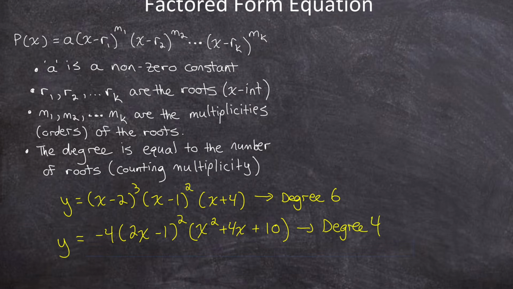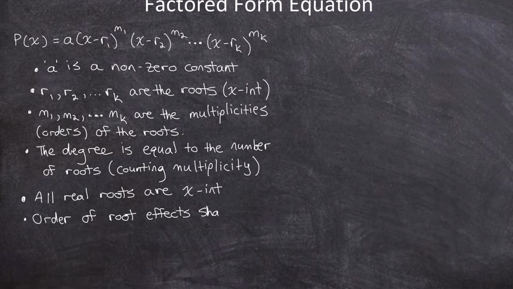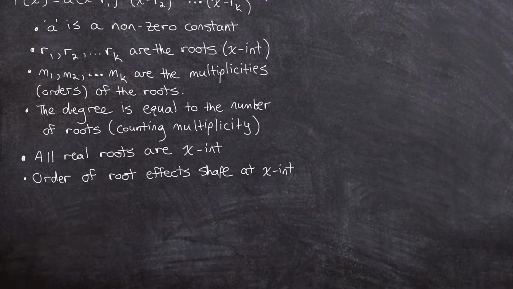And let me actually erase those examples we just did, so that I have room to tell you about how the orders of the roots that cause the x-intercepts affect the shape of the graph. First of all, it's worth writing down that all the real roots correspond to the x-intercepts. Any imaginary roots don't show up as x-intercepts on our graph. And the order of those real roots affect the shape at the corresponding x-intercept. And then I'll draw a quick sketch of the shape of a couple different orders of x-intercepts.